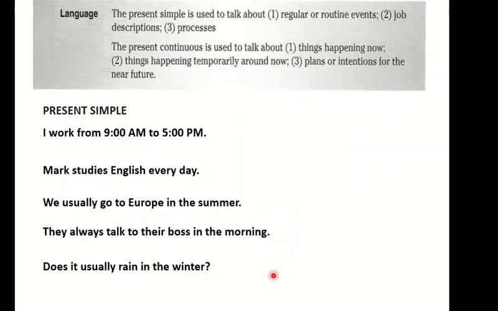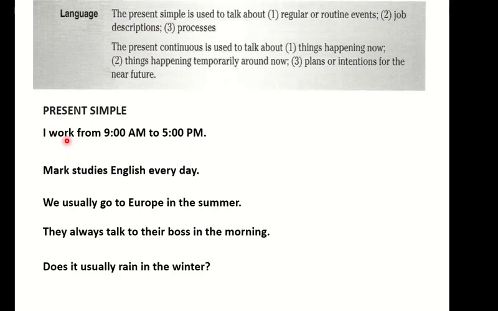Good. Thank you. Now, please, let's move on to the next objective, which is the use of present simple tense. I think we talked about that many times, starting from maybe grade 1. The present simple is used to talk about regular or routine events, job descriptions, processes, okay? And you know that present simple, we use the first form of the verb.